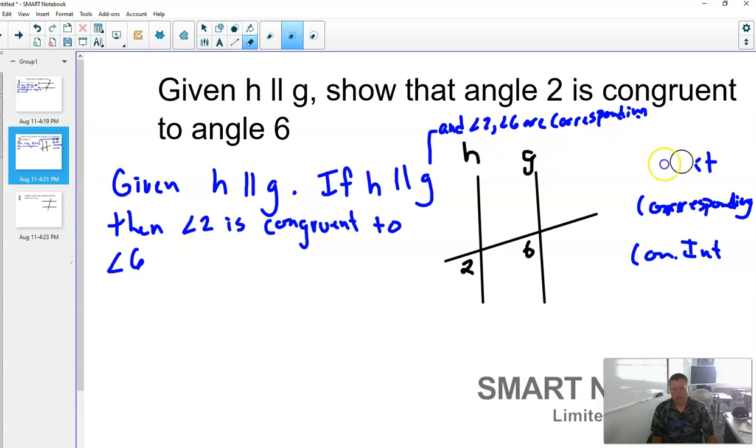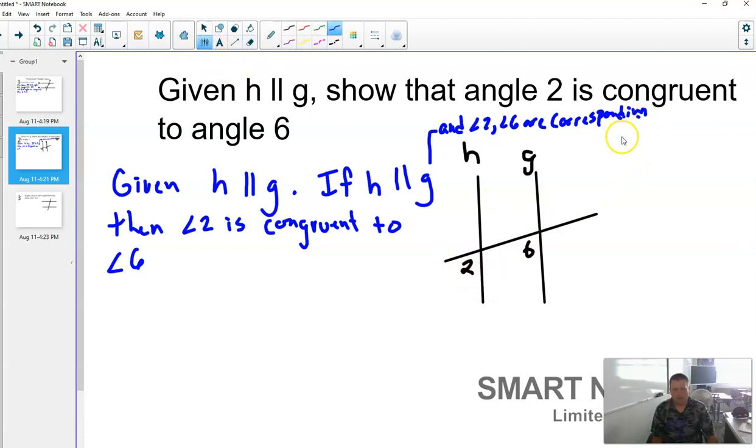Then we'll go to the "then" part. Then I can conclude that, because this part is given to me, they are corresponding angles as well. So again, given that H is parallel to G, if H and G are parallel and 2 and 6 are corresponding, which was given to me because I've got this diagram, then 2 and 6 are congruent. That would be my ender there.